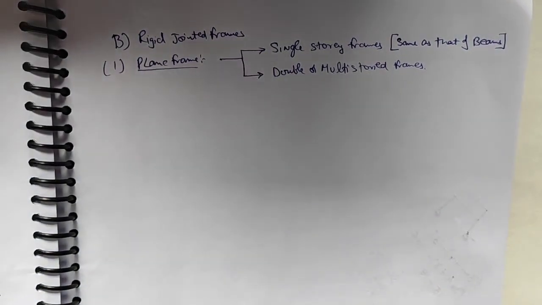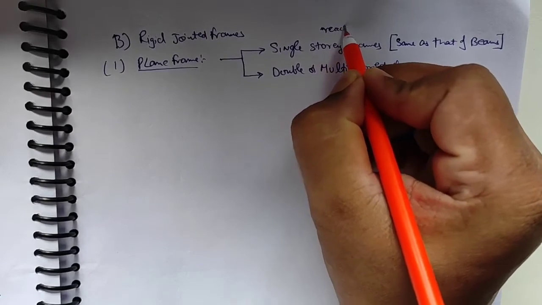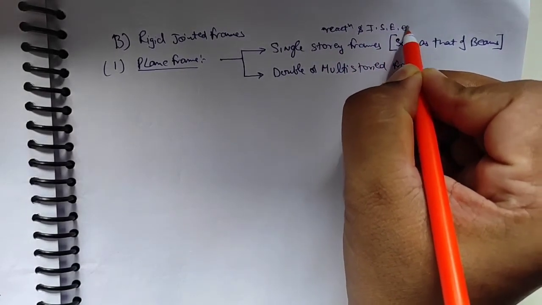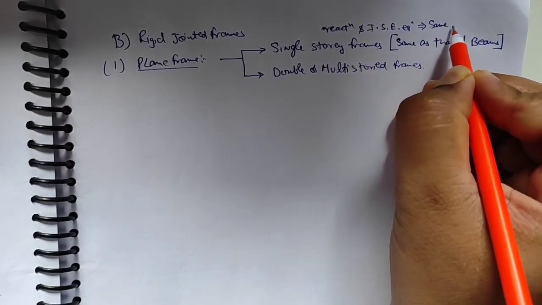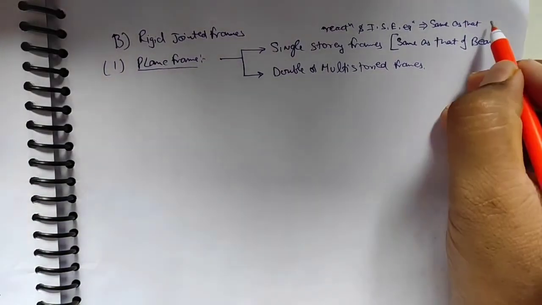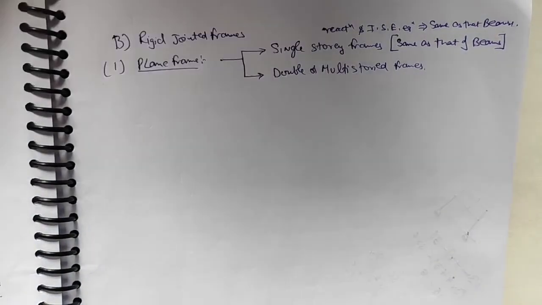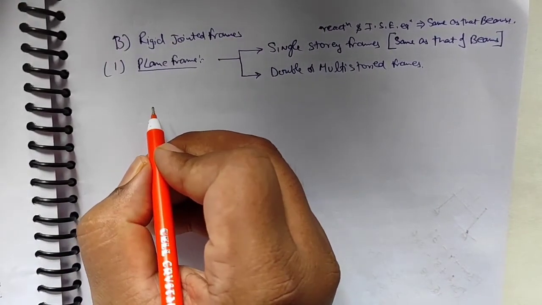Here, single story frames being the same as beams means the reactions and independent static equilibrium equations have the same values as that of beams. So let us see a few examples for single storied frames.